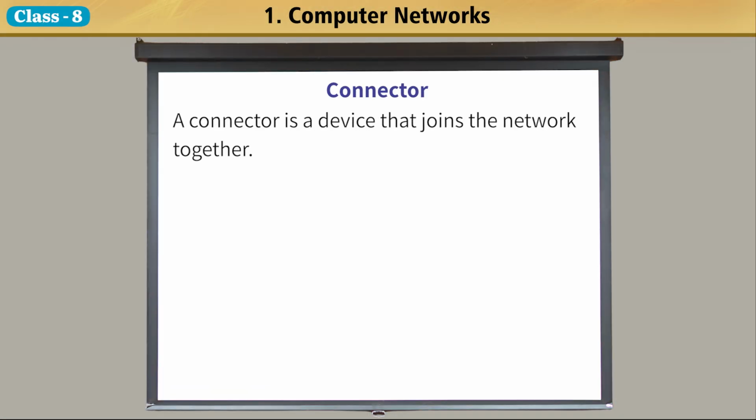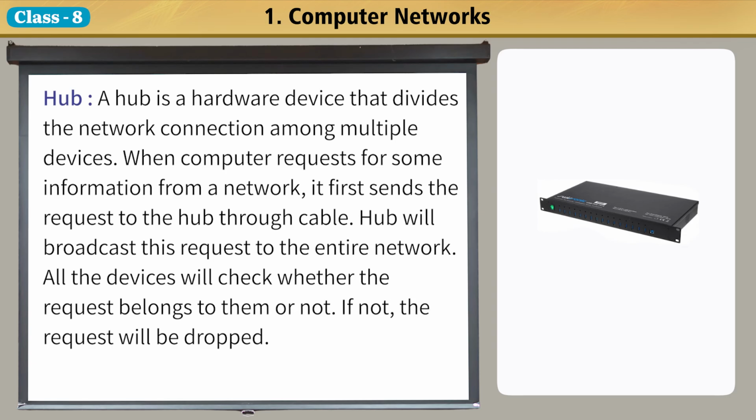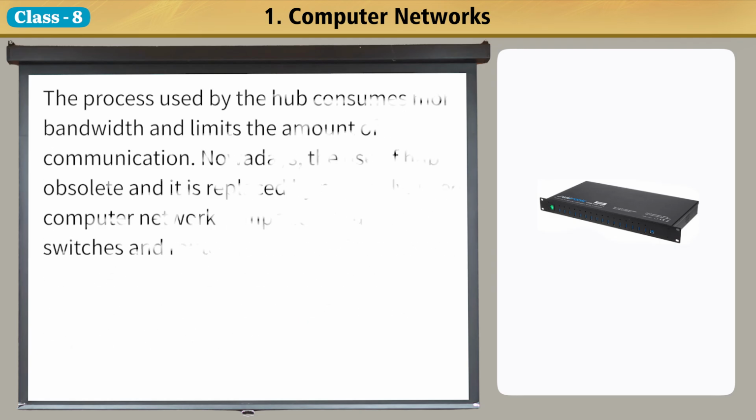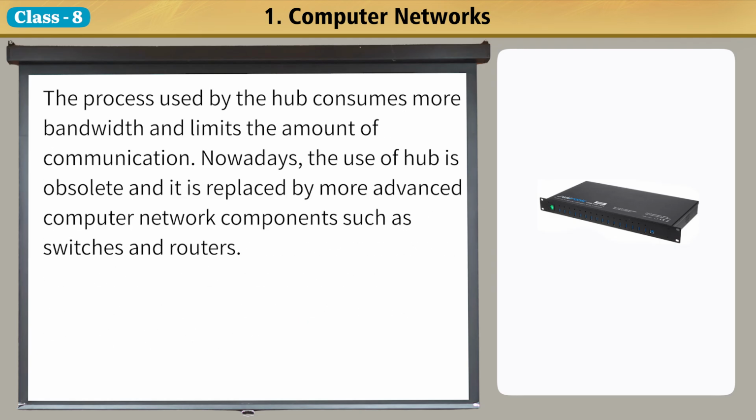Connector. A connector is a device that joins the network together. The most common connector is the hub. A hub is a hardware device that divides the network connection among multiple devices. When a computer requests some information from a network, it first sends the request to the hub through a cable. The hub will broadcast this request to the entire network. All the devices will check whether the request belongs to them or not. If not, the request will be dropped. The process used by the hub consumes more bandwidth and limits the amount of communication.